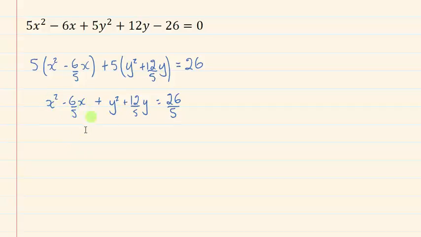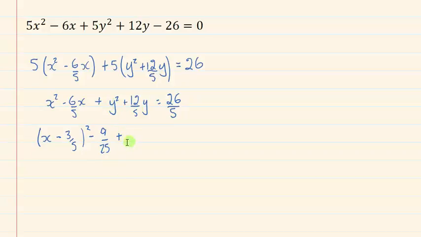Complete the square for the x terms and the y terms. So completing the square gives me a squared bracket with x in. Subtract from it half of 6/5, so minus 3/5, and then subtract from the bracket 3/5 squared, which is 9 over 25.